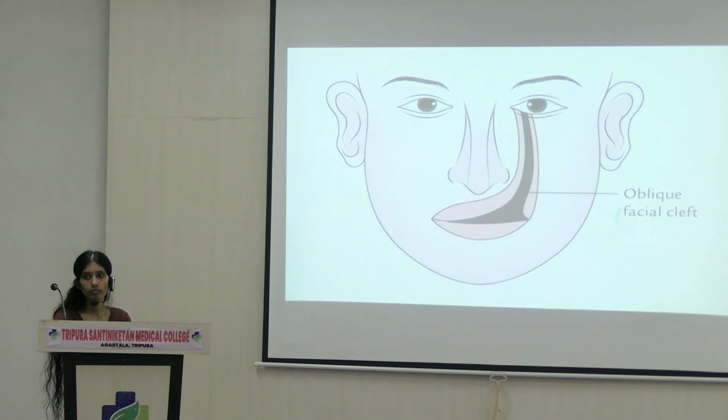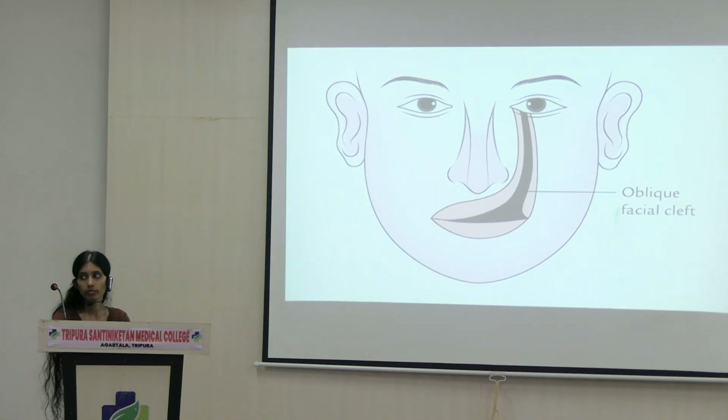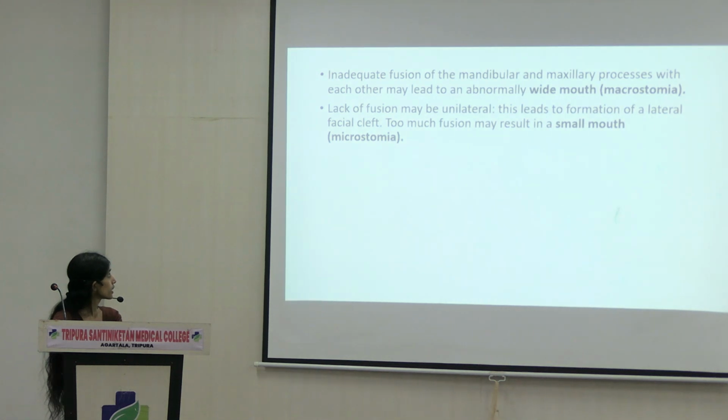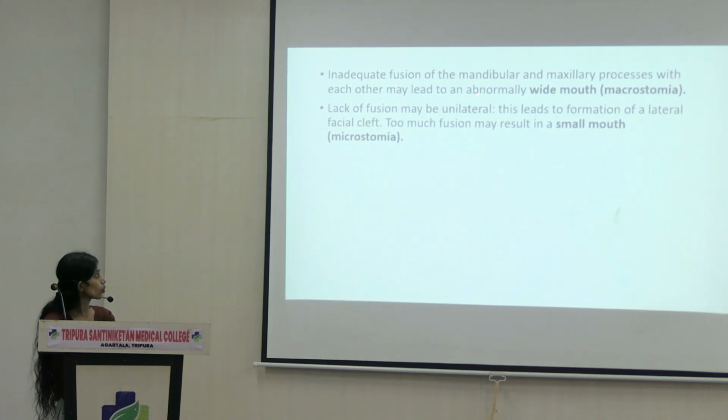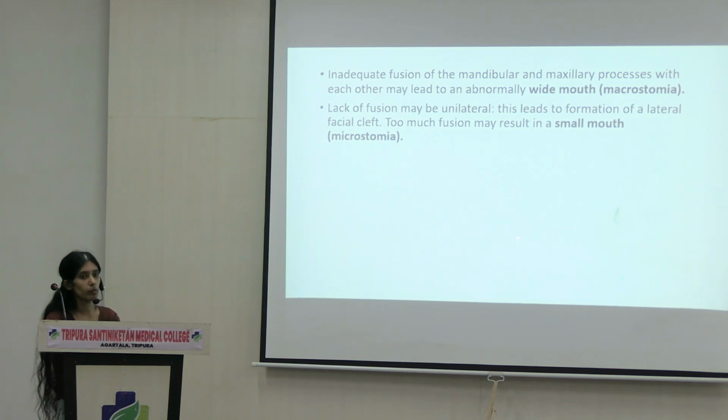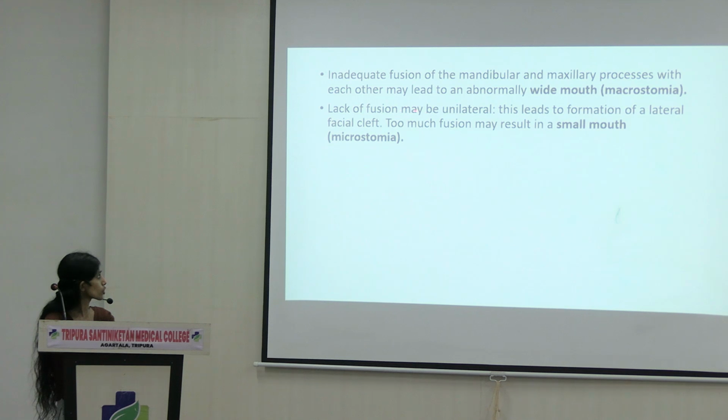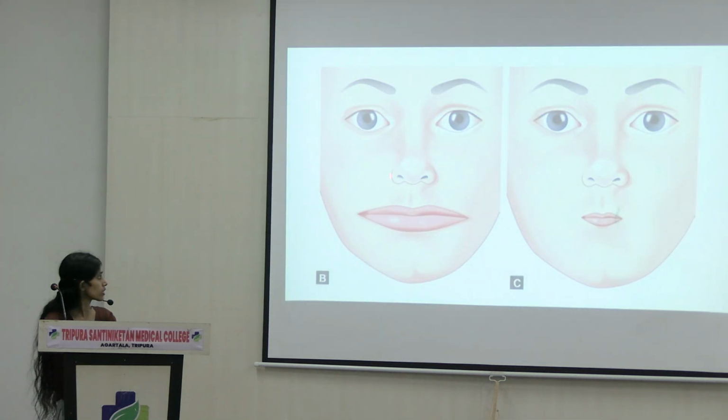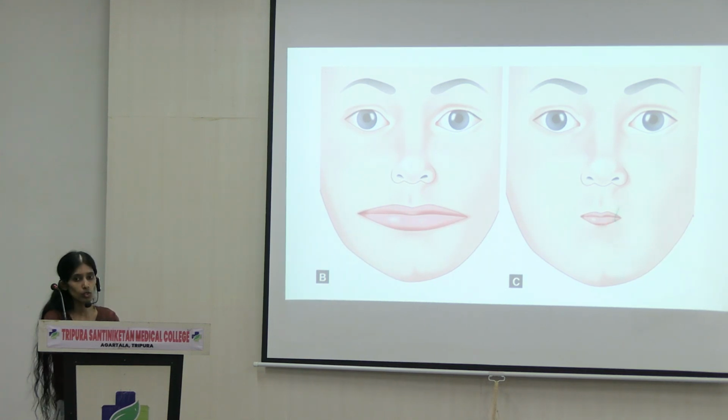Any doubts in this? Okay. The inadequate fusion of the mandibular and maxillary processes with each other may lead to an abnormally wide mouth condition that is called macrostomia. There is one more condition that is called microstomia, that is nothing but the small mouth condition. Lack of fusion may be unilateral. This leads to the formation of lateral facial cleft. Too much fusion also leads to the condition of a small mouth. Okay. You can see here, this is macrostomia and this is microstomia.